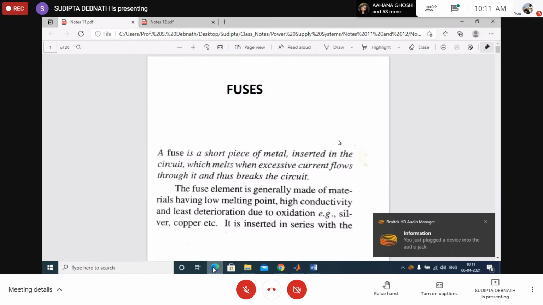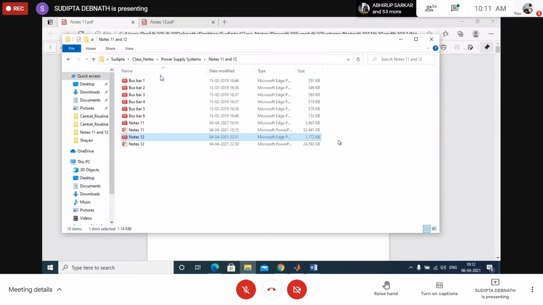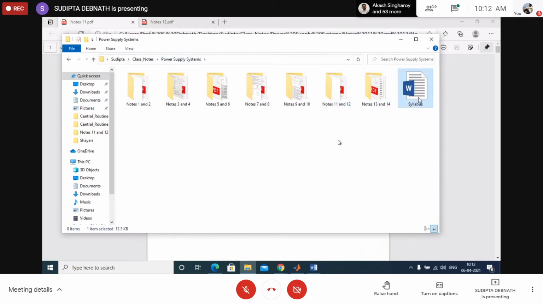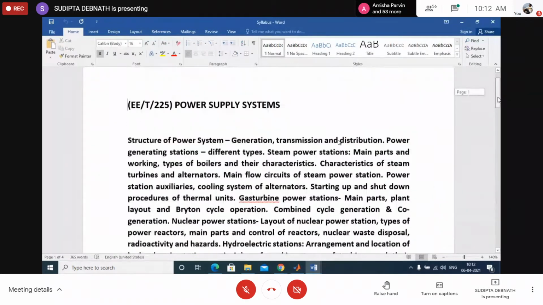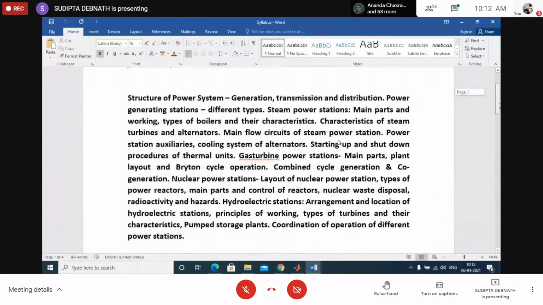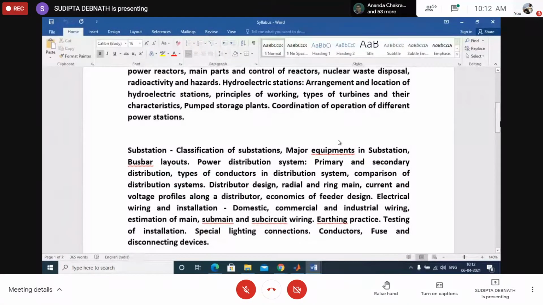So let us go to your syllabus first. Your syllabus has been divided into two parts. The first part is mainly the generating stations, and the second part starts with substation. So today we'll discuss the substations.